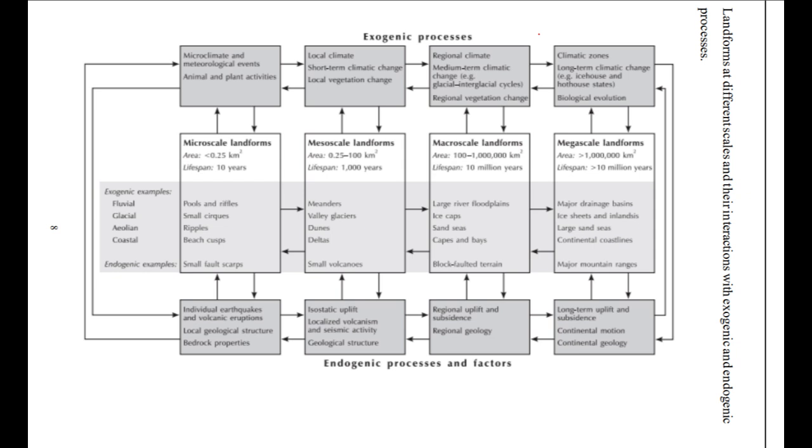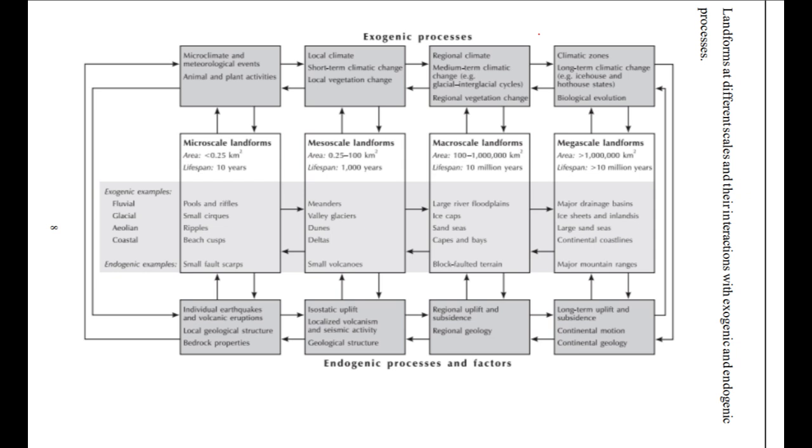Exogenic processes. Definition. These are external processes driven by forces originating outside the Earth's crust, primarily influenced by climate and biological activity. Examples. Weathering: the breakdown of rocks and minerals at or near the Earth's surface. Erosion: the removal and transport of weathered materials by agents such as water, wind, and ice. Deposition: the accumulation of eroded materials in new locations.